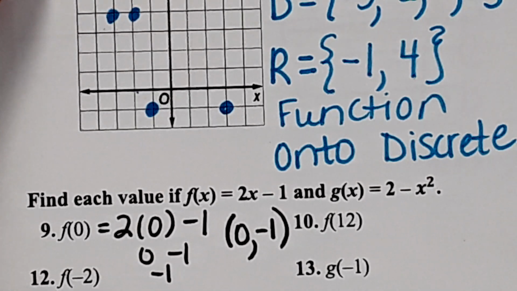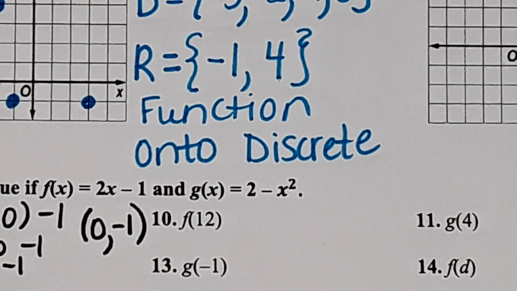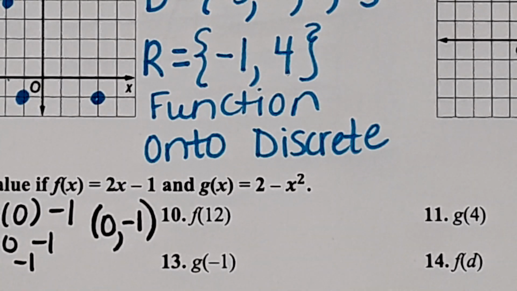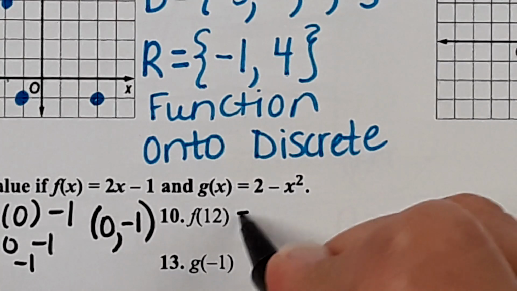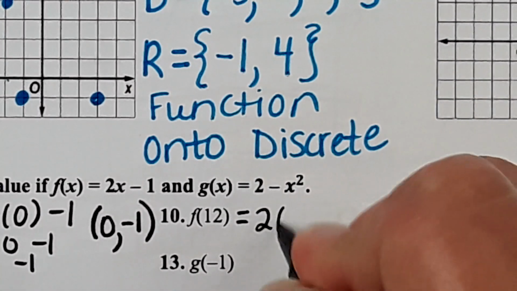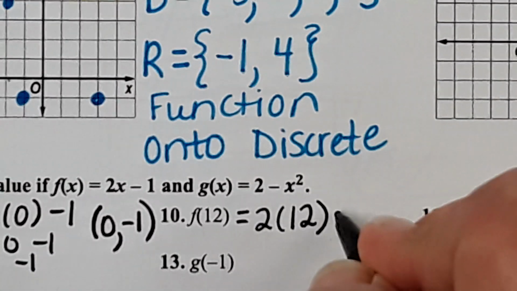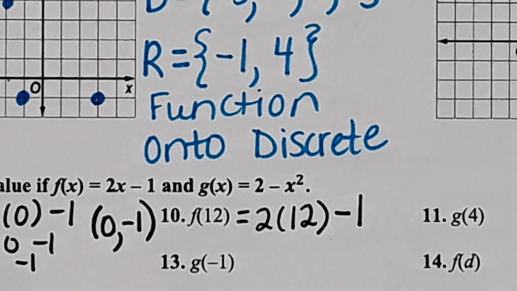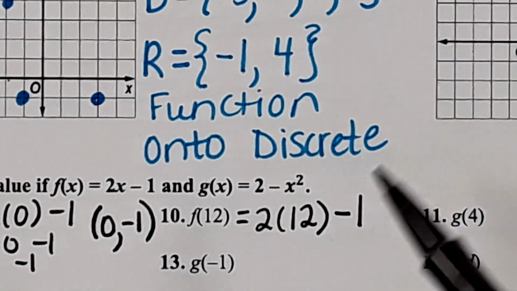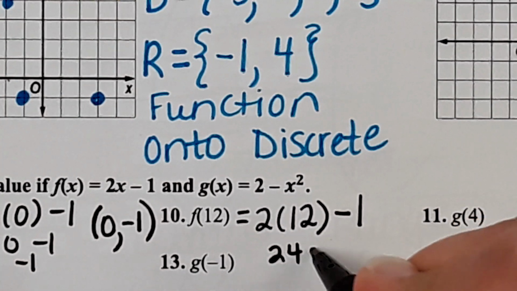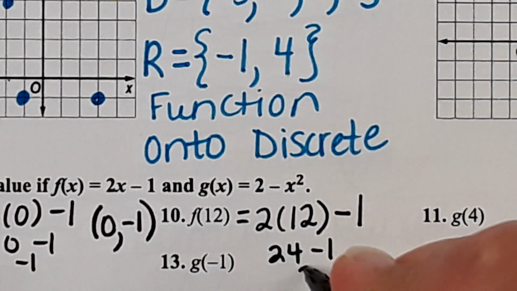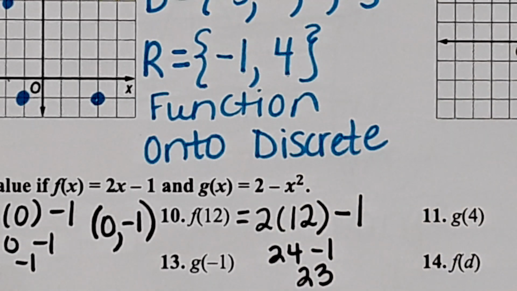Okay, let's look at number 10. What is my input value? 12. And which function am I going to input it into? The f of x. So I'm going to put equals 2 times 12 minus 1. What is 2 times 12? 24. And 24 minus 1? 23. Okay. So my input value was 12.